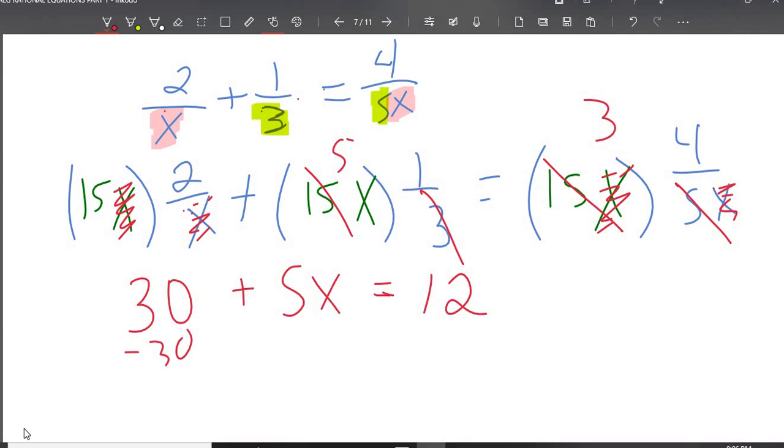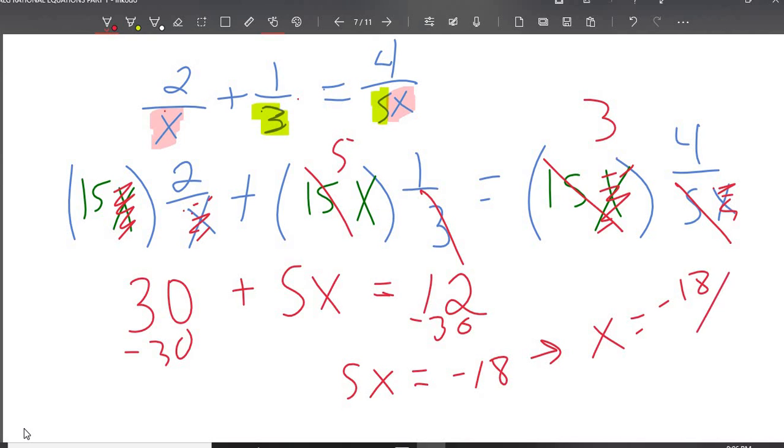Now we're going to subtract 30 from both sides. 5x will be negative 18. So x turns out to be negative 18 fifths. That's my answer.